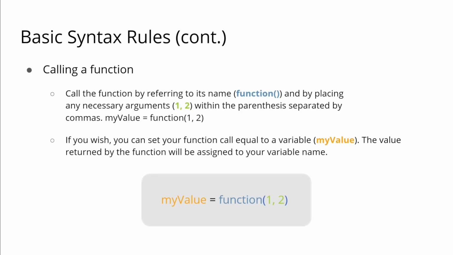Now, how are we going to call a function? Call the function by referring to its name and by placing any necessary arguments within the parentheses separated by commas. Let us say you want to also assign the value which is getting returned to a variable. So if you wish, you can set your function call equal to a variable. The value returned by the function will be assigned to your variable name. Again, at the bottom of the page you can see a simple example of how a function call can be made.